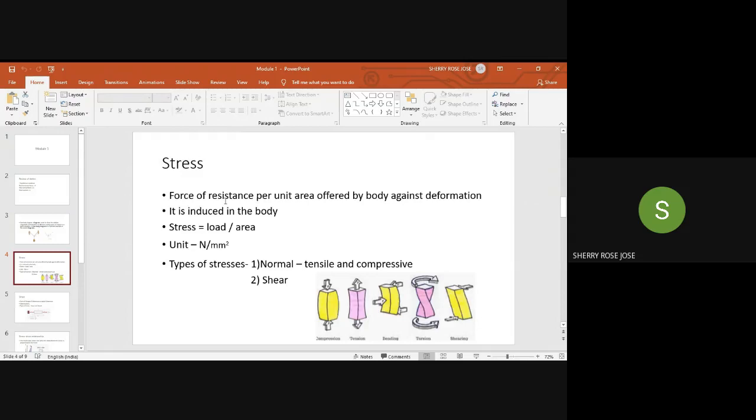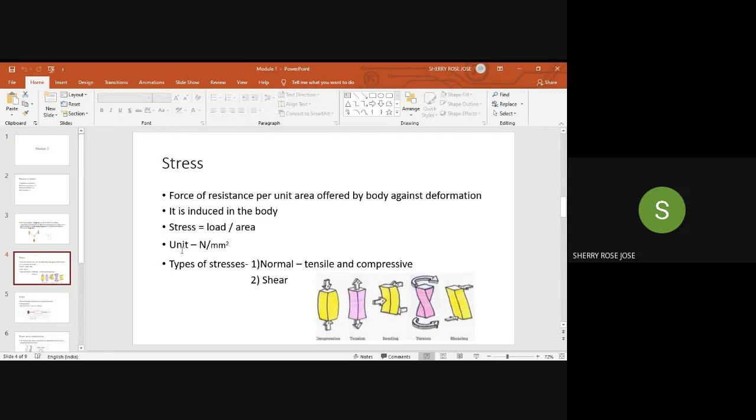So, stress is the force of resistance which is offered per unit area by the body against the deformation. I have told you that load is an external force acting on the body, but stress is something which is induced inside the body. And how will you calculate stress? The basic equation of stress is load divided by area. Stress is symbolized as sigma. Sigma is equal to P by A.